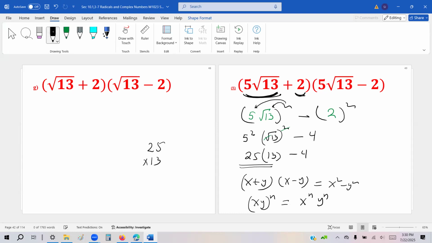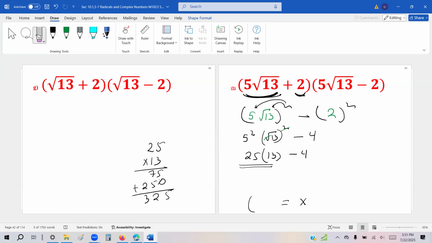25 times 13. 3 times 5 is 15, and then 1 times 25 is 25. So you get 195? No, it doesn't make sense. Oh man, what's wrong with me today? It's 25. So this is 325? Yes. Yeah, makes sense because you have 13 of them.